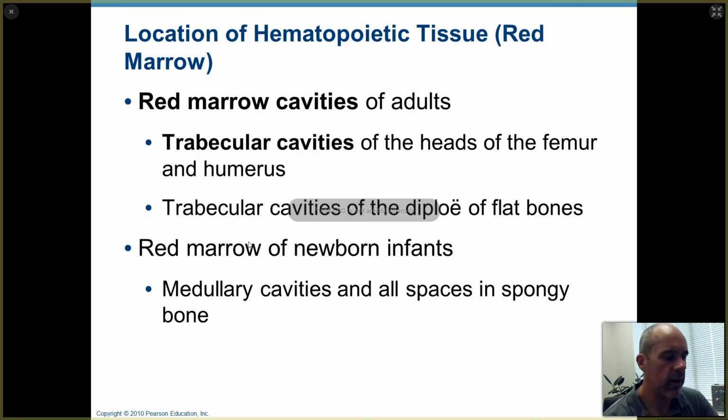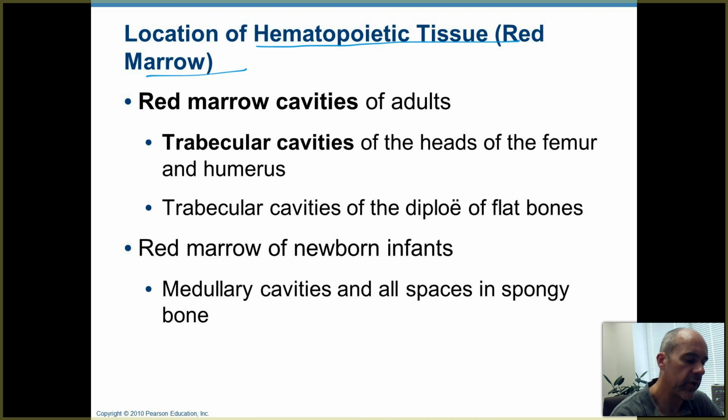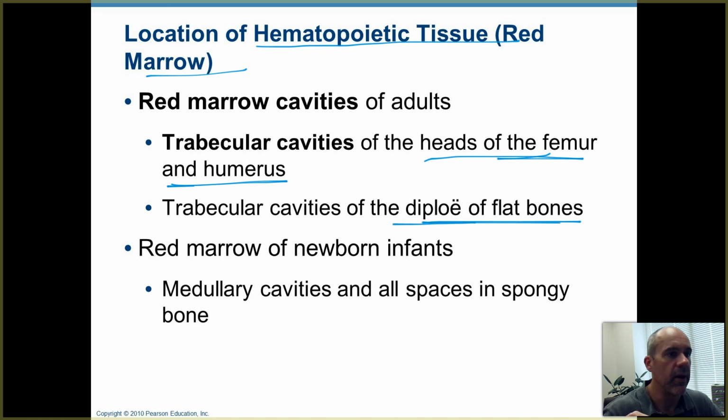All right, a little bit more about the red marrow locations, the locations of your hematopoietic tissues. Again, in adults, you're going to find that red marrow in those trabecular cavities, those spaces between the trabeculae, in the heads of the femur and also the humerus. Humerus is the upper arm bone. Femur, those are your thigh bones. And you also will have it in the diploe of the flat bones of the body, so the sternum, and then the bones up in the skull.